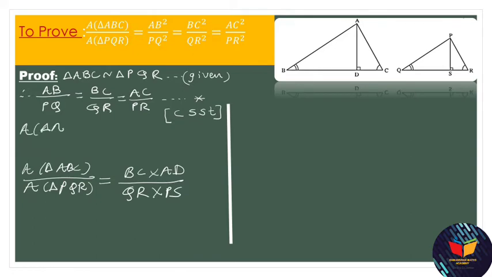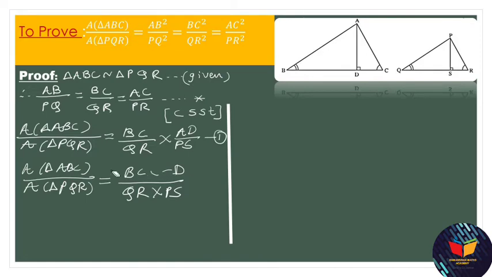Area of triangle ABC to area of triangle PQR is equal to, so I can write this as BC upon QR, writing it separately, into AD upon PS. Okay, and it is our equation number 1. So we have got equation 1 here.